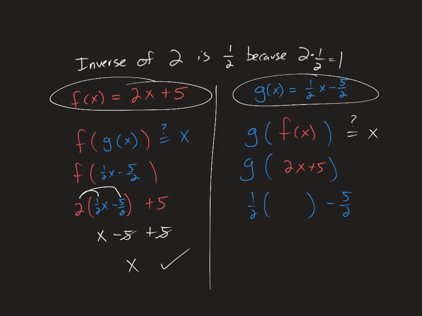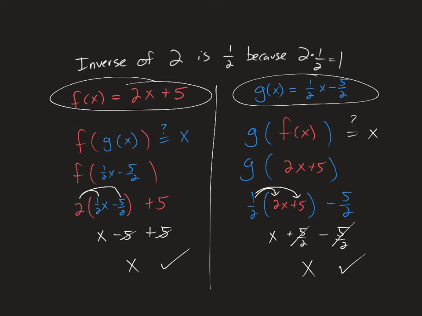Now this one's going to be a little bit more complicated. So x, the stuff that goes into g, is 2x plus 5. So I'm replacing every x with the stuff that went into g. And we'll need to distribute, so a half times 2x, ooh, that's nice, that's just x. A half times 5, okay, that is 5 over 2. 5 times a half is 5 halves. And then minus 5 over 2. Hey, look at this, it's really nice.